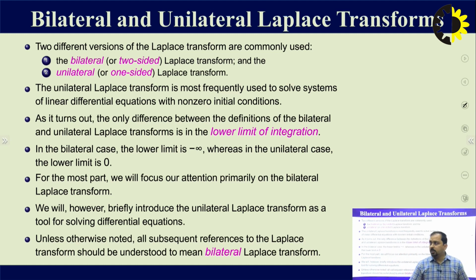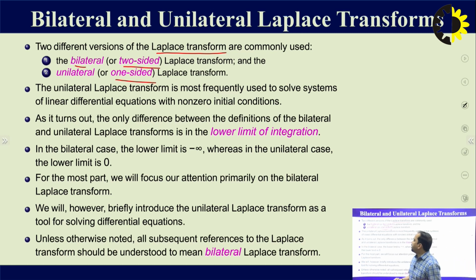More or less we are talking about two different versions of the Laplace transform. First is bilateral. Bi means two-sided, whereas unilateral means only one-sided. If it is both-sided, that means the limits of the integration are from minus infinity to infinity, whereas in unilateral it may be from 0 to infinity.